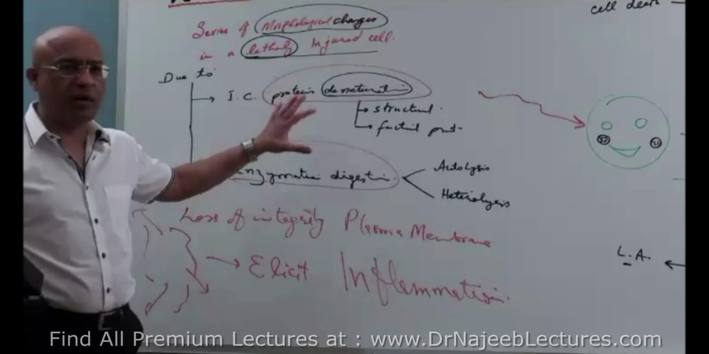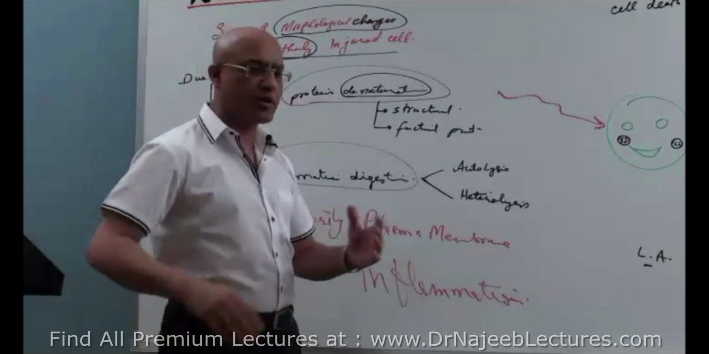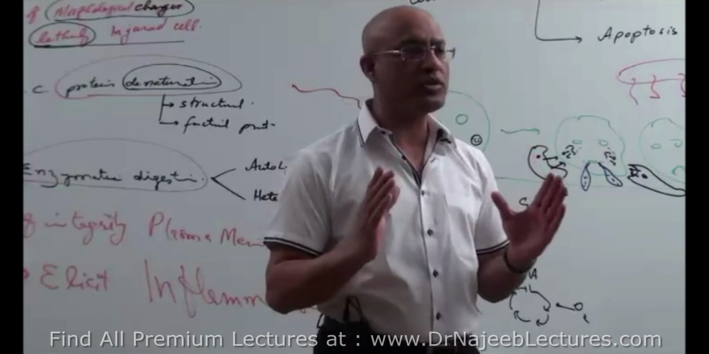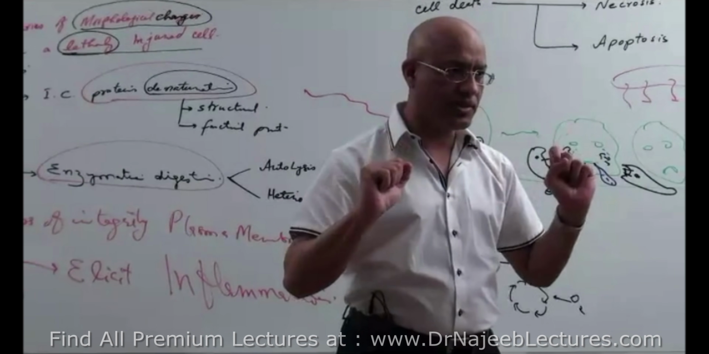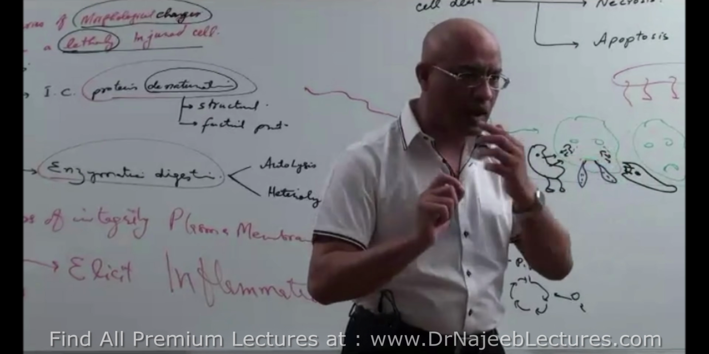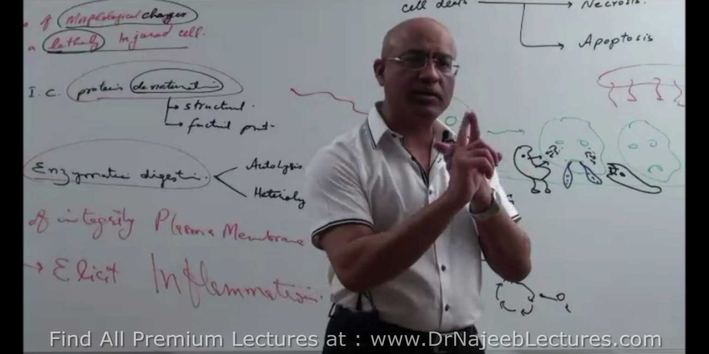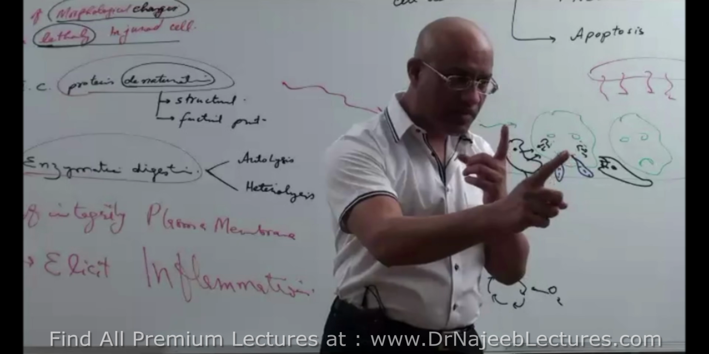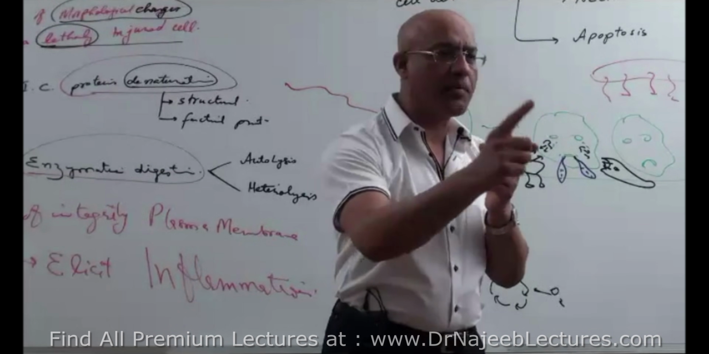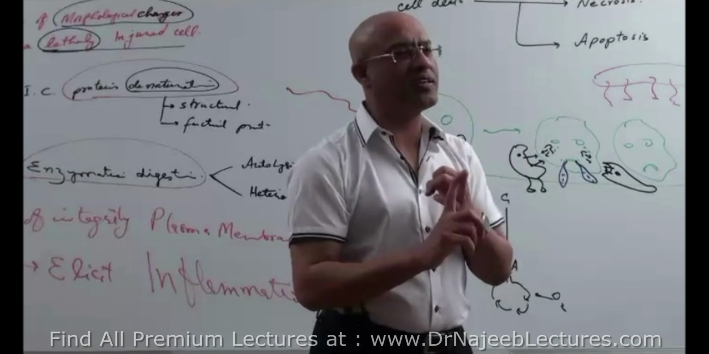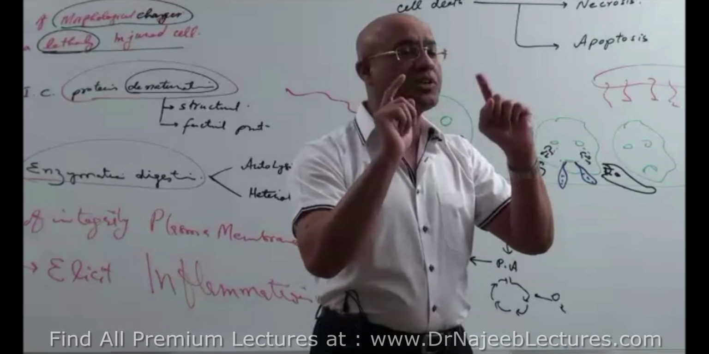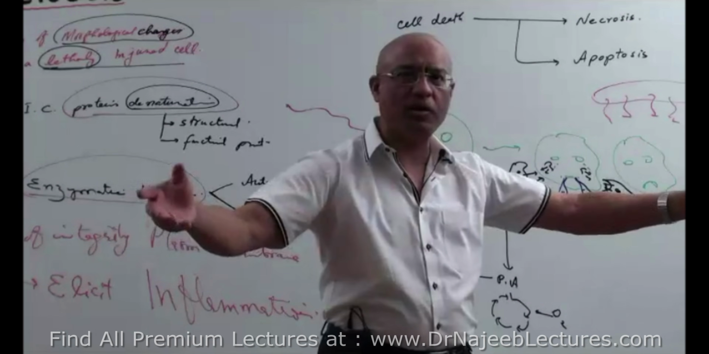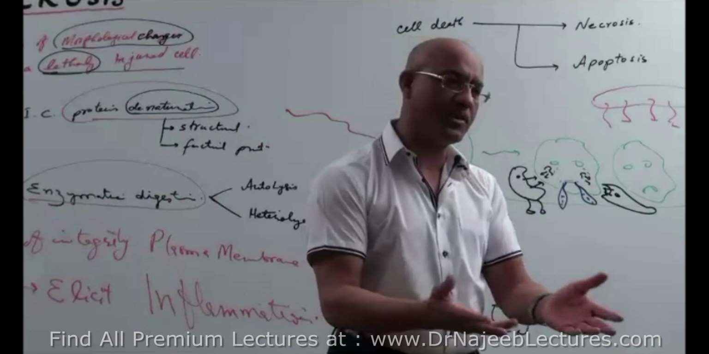So now I will just sum up and then we'll move forward. What is necrosis? Now next time you don't give me funny answers. It's very clear. Necrosis is a series of morphological changes occurring in a lethally injured cell, and these changes are due to, number one, intracellular protein denaturation; number two, enzymatic digestion; and number three, disruption of plasma membrane, and intracellular components come out and elicit an inflammatory reaction.